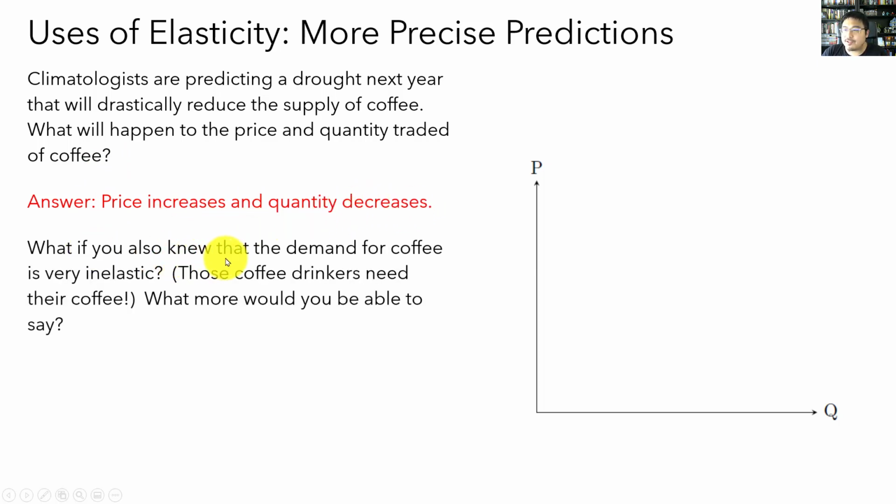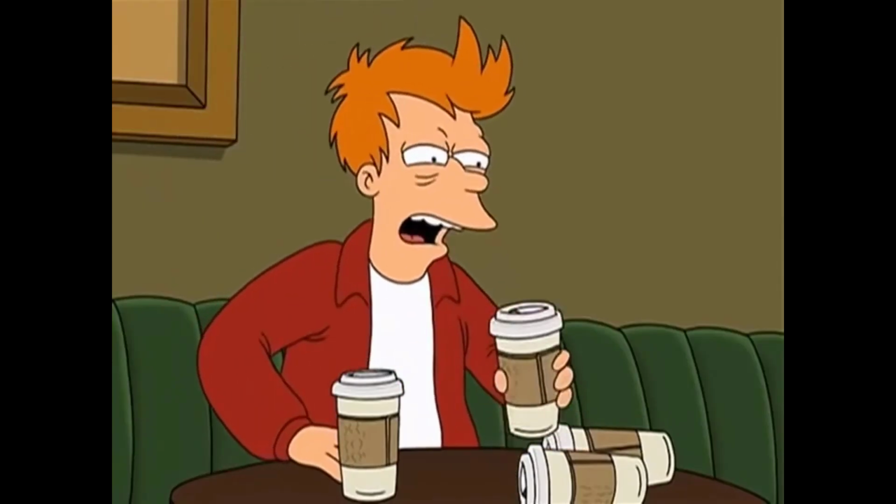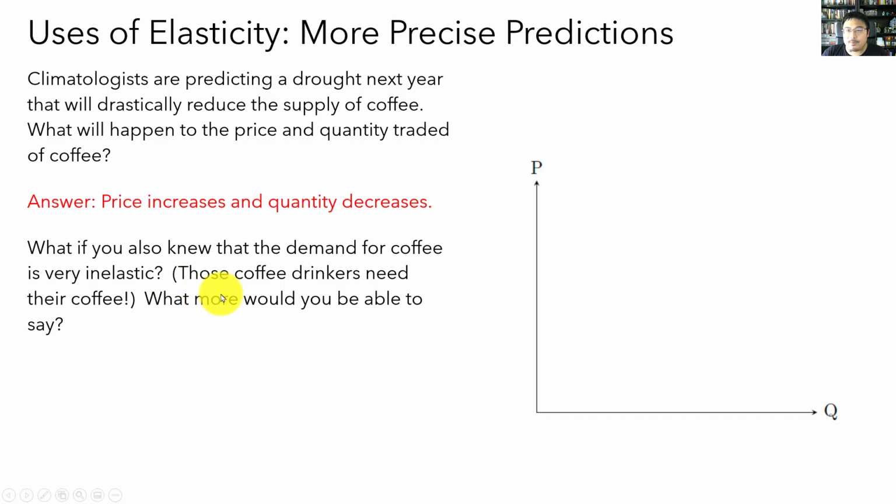But what if we also knew that the demand for coffee was very inelastic, right? Those coffee drinkers need their coffee and they're willing to pay any price to get it. Coffee time! What more would you be able to say? So let's draw a supply and a demand curve in the market for coffee with the feature that the demand curve is going to be very inelastic.